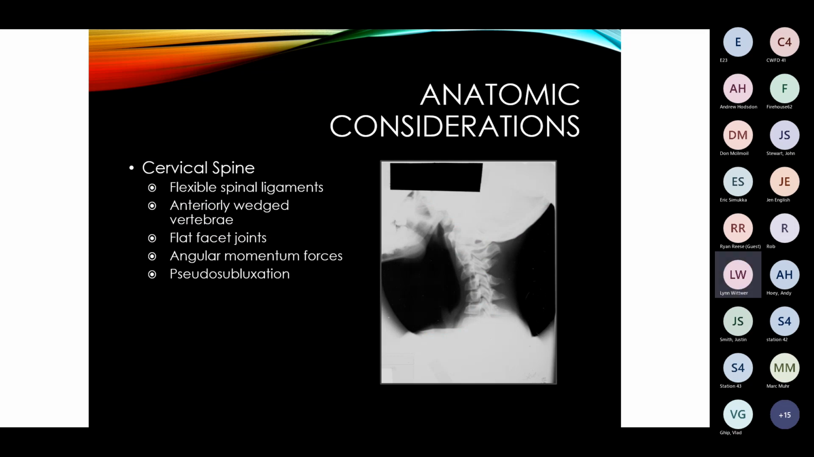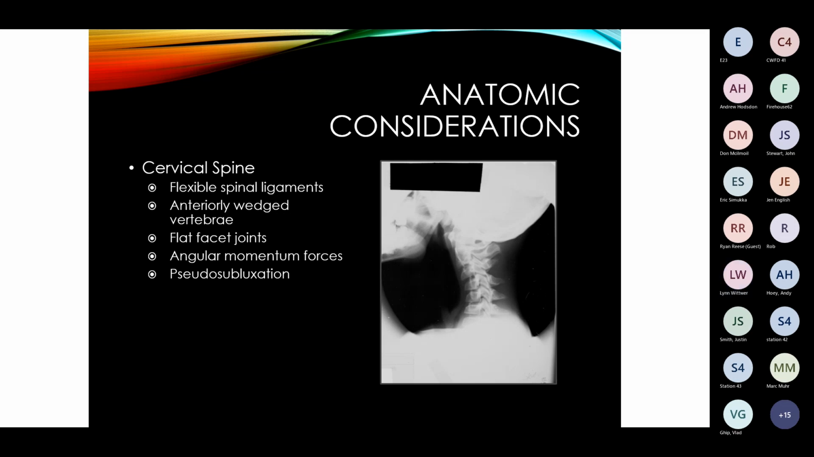Cervical spine is extremely flexible. That's why kids need to be restrained in appropriate and correctly done car seats, because they have this big head with extremely flexible spinal ligaments, and you can get ligamentous injuries very easily with deceleration injuries with the head going rapidly forward. That's why kids sit backward in their little seat.